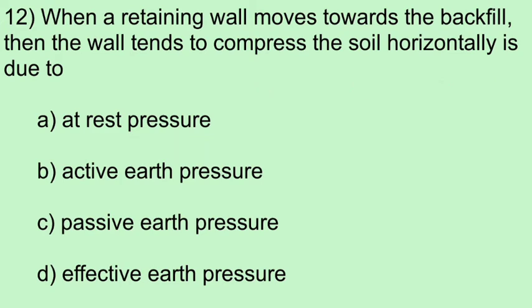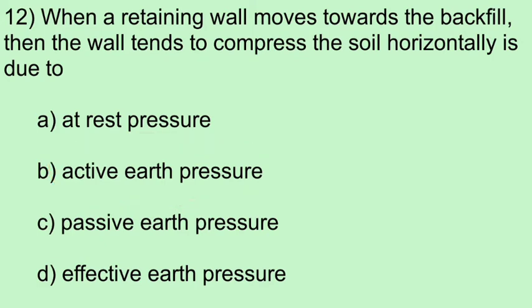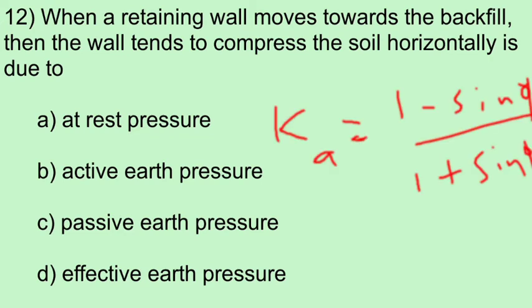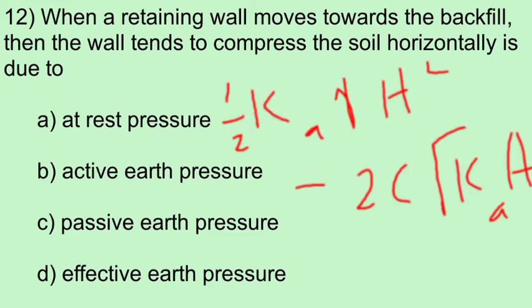Now, what is active earth pressure? The minimum pressure exerted by the backfill on the wall. Since the retaining wall tends to move away from the backfill, due to hinge action or other reasons, the total earth pressure may not be fully applied on the wall. Ka is equal to (1 minus sin phi) divided by (1 plus sin phi), which is equal to cot square of (45 plus phi by 2). Here, the active earth pressure equation is half Ka gamma h square minus 2c root Ka into h.